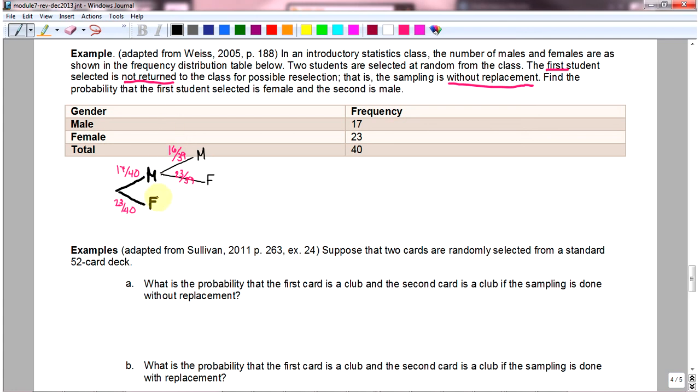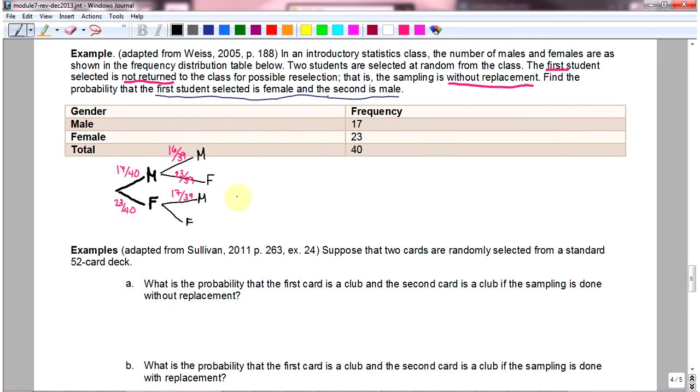Okay, well, the second case is the one we're actually interested in. We're looking for the probability that the first student selected is female and the second is male. Okay, so we know that this breaks down into 2 cases, male and female. This is the one that we're interested in, though. So what is the probability, given that the first student selected was female, that we now have a male? It would be 17 out of 39.